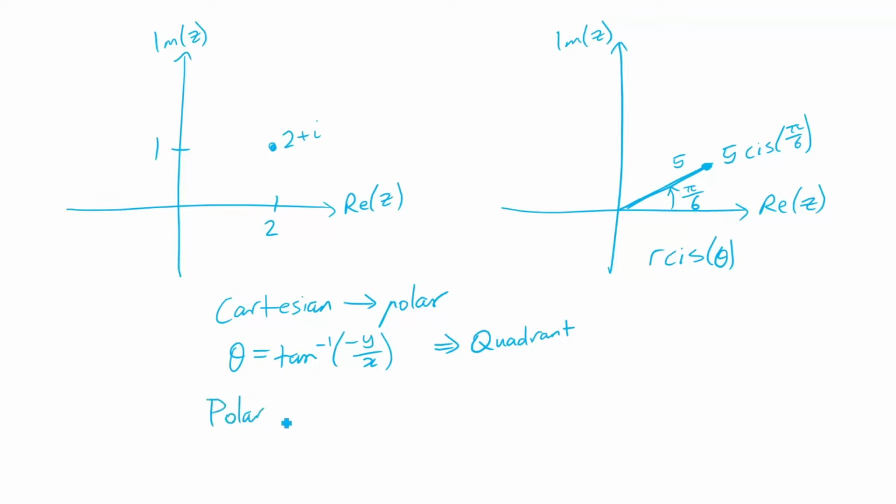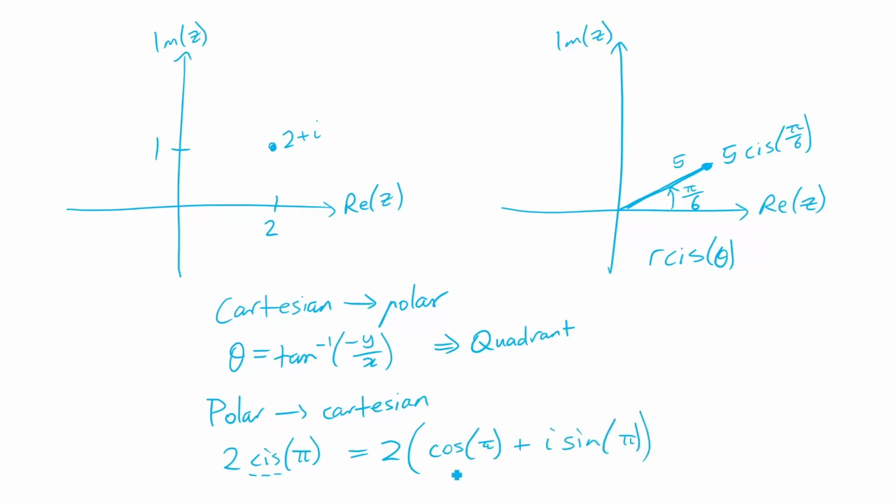Then if we're converting polar into Cartesian form, what we can do is just expand cis. For example, if we have 2 cis pi in polar form, we can expand that. cis is cos plus i sine. So we have 2, and then in brackets cos of the angle plus i sine of the angle. And of course we can simplify cos pi and sine pi with exact values.